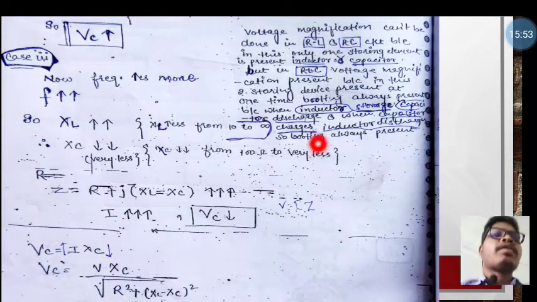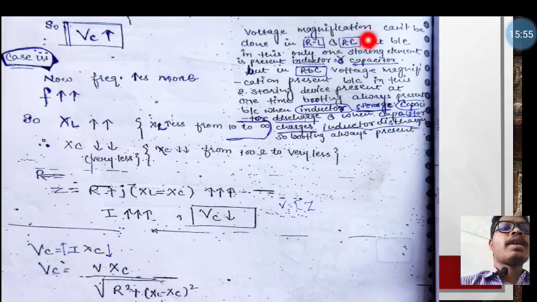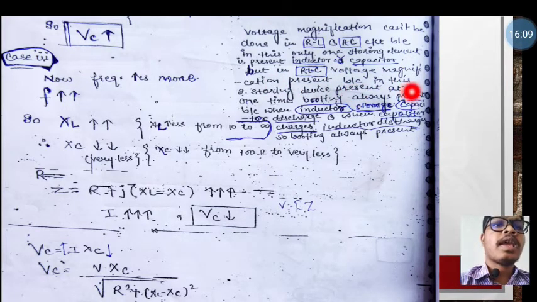Now see another most important point: voltage magnification can't be done in RL and RC circuits because in these only one storing element is present, either inductor or capacitance. But in the case of RLC, voltage magnification is present because two storing devices are present in the circuit. When the inductor stores, the capacitor discharges, and when the capacitor charges, the inductance discharges.